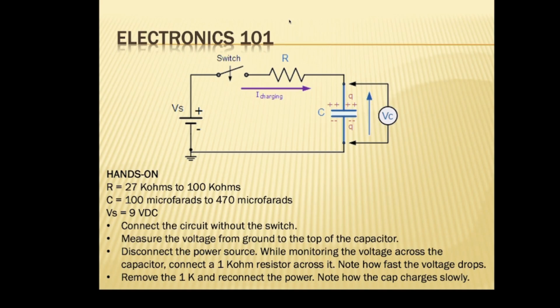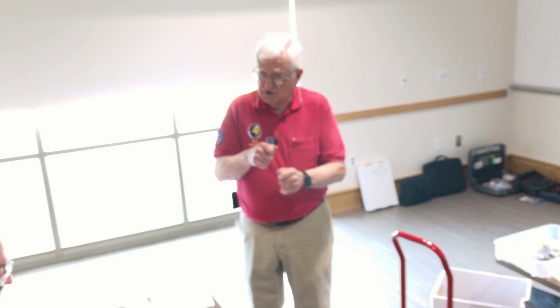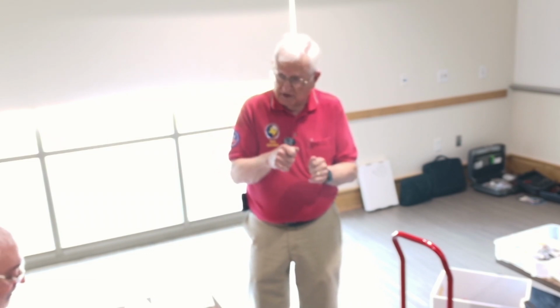Okay, I'm sorry. We're not going to use the switch. Just go ahead and hook everything up. Leave the positive side of the battery disconnected until you're ready. When you're ready, measure across the capacitor first, and it should read almost nothing with your voltmeter on DC.